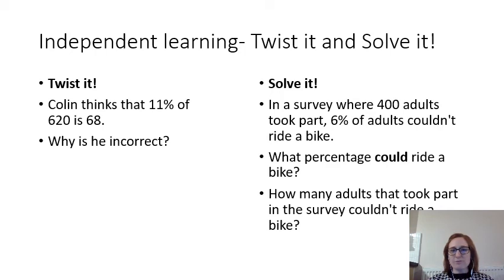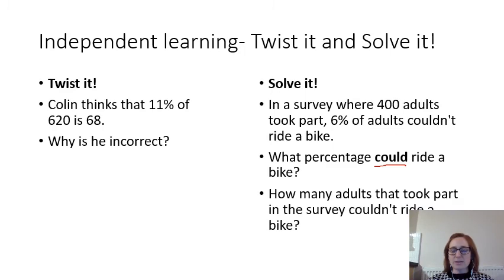In a survey where 400 adults took part, 6% of adults couldn't ride a bike. So 400 adults were asked, can you ride a bike? And 6% of them said that they could not ride a bike. So what percentage could ride a bike? If 6% couldn't, the rest could. So what percentage is that?